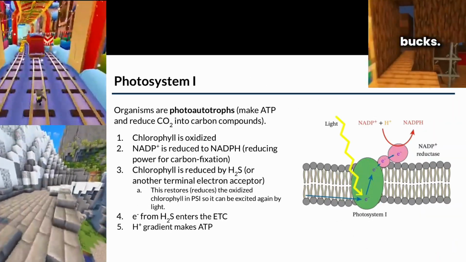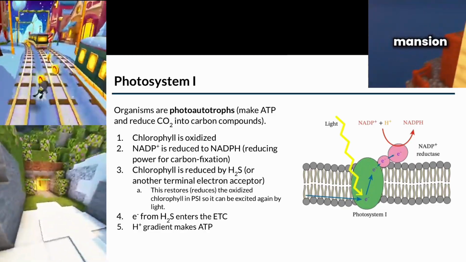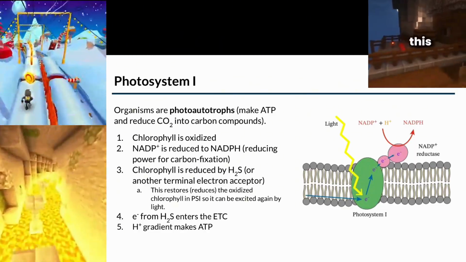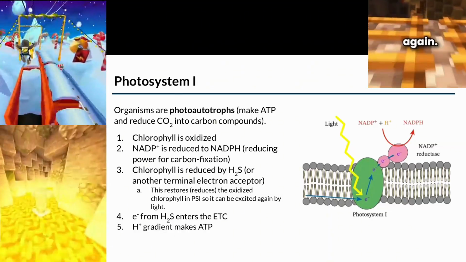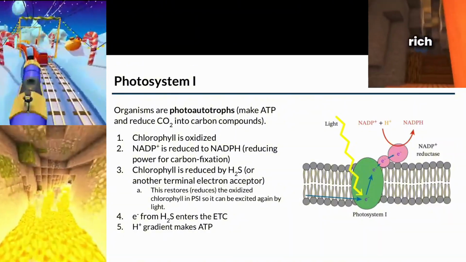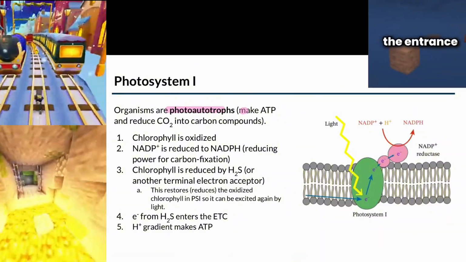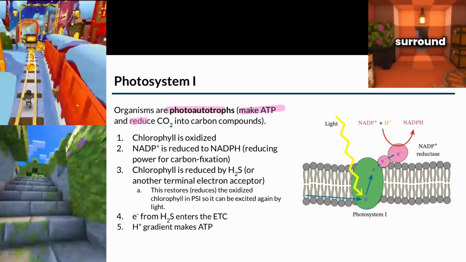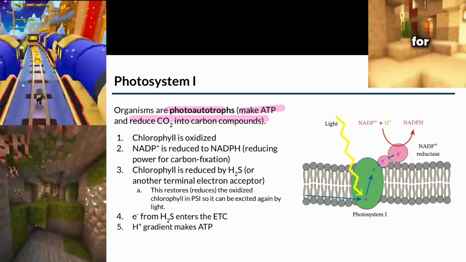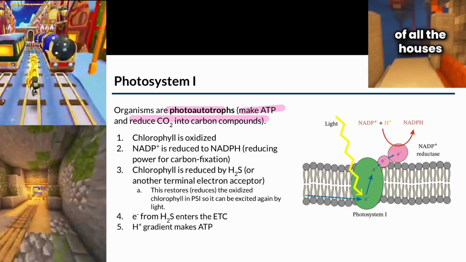And now for the process of photosynthesis in plants. Plants, or any organism performing photosynthesis, can have photosystem 1, photosystem 2, or both in the Z scheme. If an organism has photosystem 1 only, it's going to be a photoautotroph. So it's going to do 2 things. 1, it's going to make ATP, and 2, it's going to have the ability to reduce carbon dioxide into carbon compounds. I've literally written out the steps of what will happen with photosystem 1.